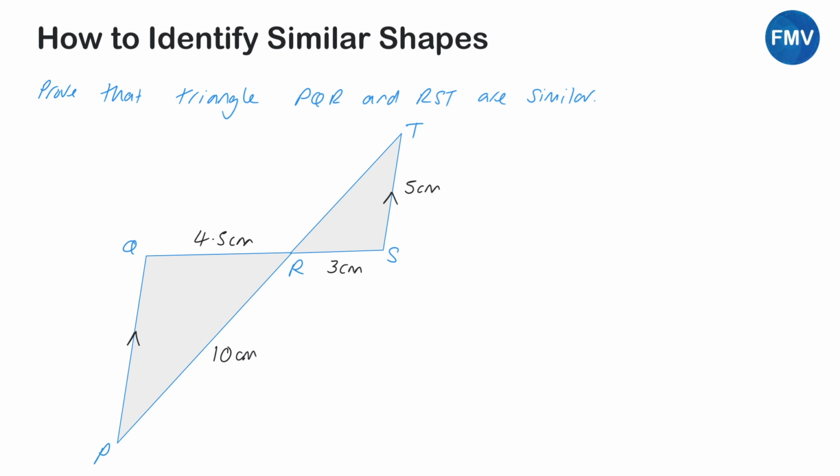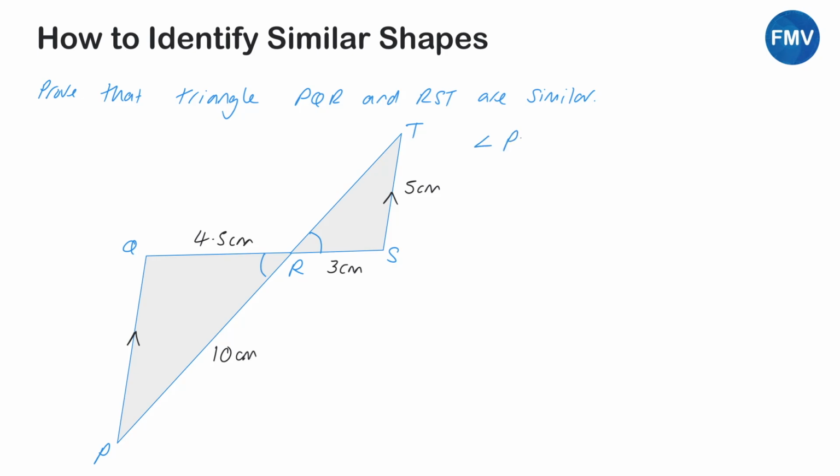Right, this question looks far more challenging. We've now got to prove that the triangles PQR and RST are similar. We've got one line going all the way through, and another line going all the way through. So that means that this angle and this angle are the same because opposite angles are equal.